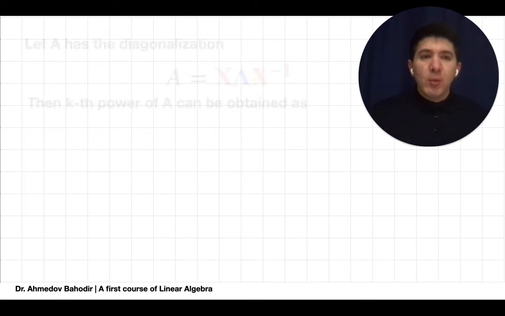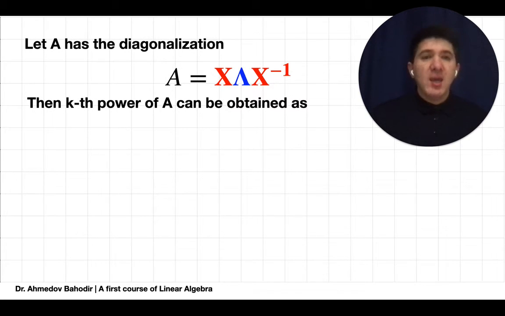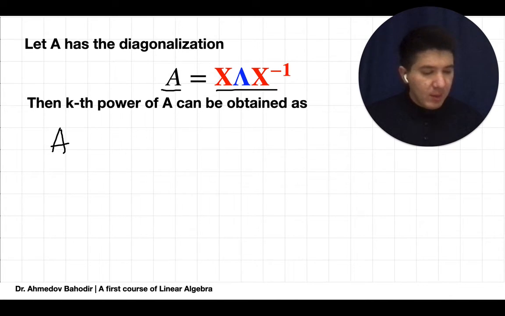So what this implies for us is that if you are given the matrix A, which can be diagonalized, so essentially which can be decomposed as a multiplication of three matrices, then the k-th power of this matrix A can be found in the following way. I would like to find the k-th power, where k can be any number, for example, 100, 1,000, or any other number.